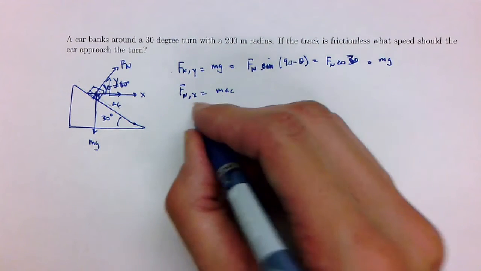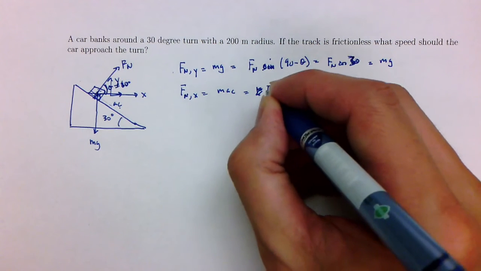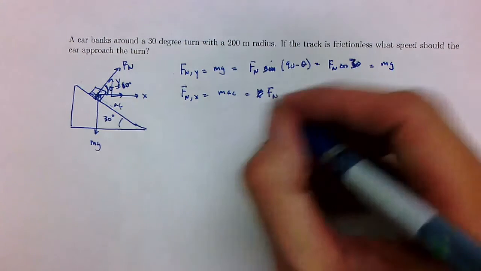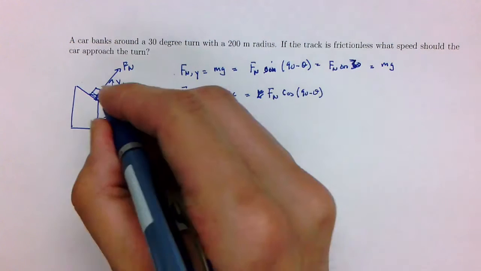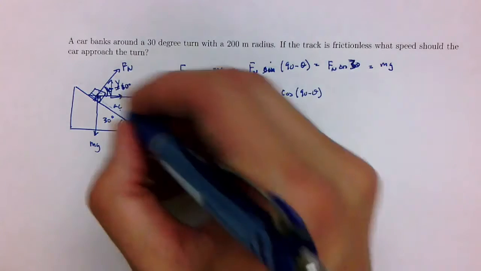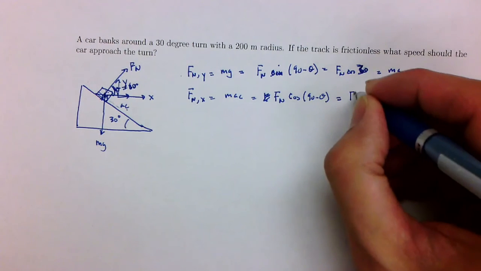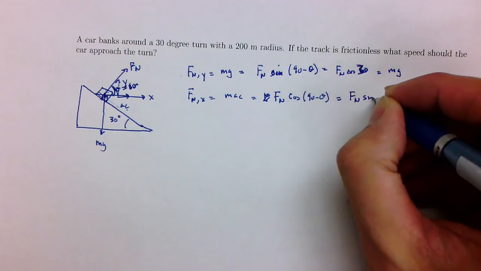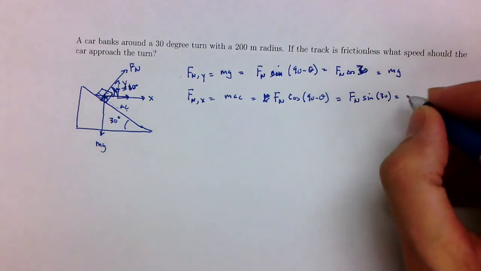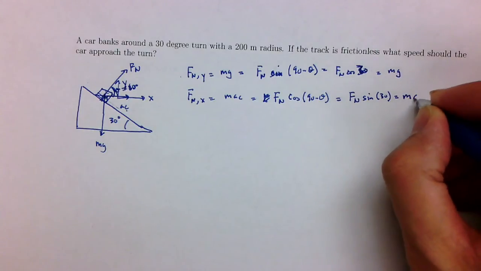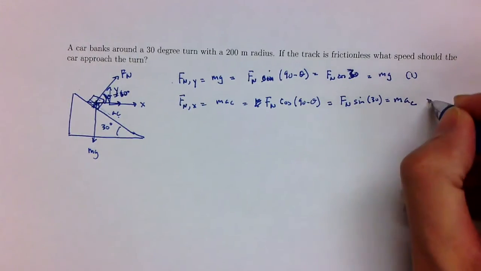Now this is in the x direction. This is going to be just Fn. Now here is going to be the cosine of 90 minus theta. That's this angle right there, which is going to be equal to Fn sine of 30, which is equal to the mass times ac. Okay, so this is 1, this is 2.